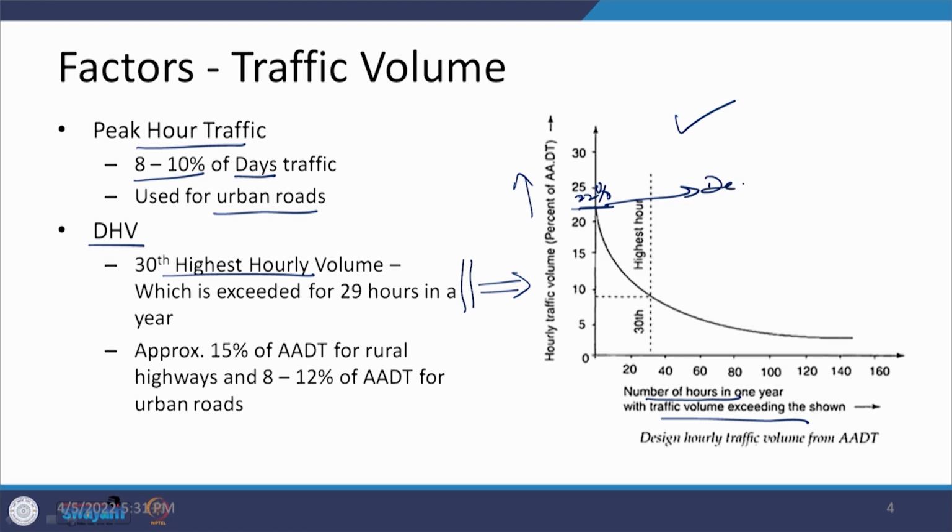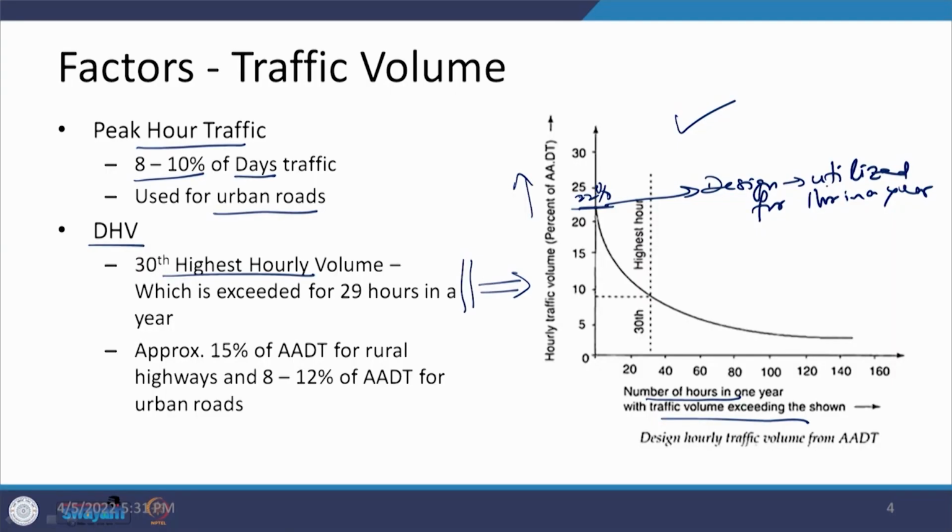But if we design this facility, it is going to be utilized only for 1 hour in a year, because this particular traffic is coming only for 1 hour. For the rest of the time period, the facility which you have created is going to be underutilized, and at the same time you require a lot of money. So, the utilization is one thing to be looked at, and another is the money required to construct a facility.